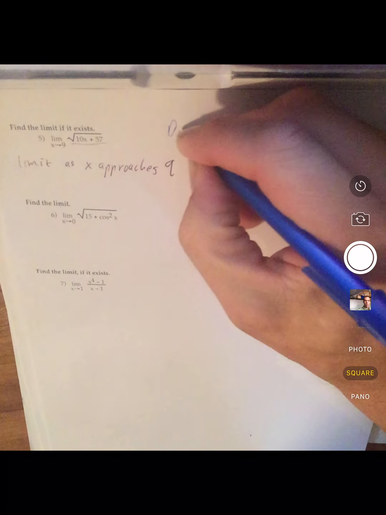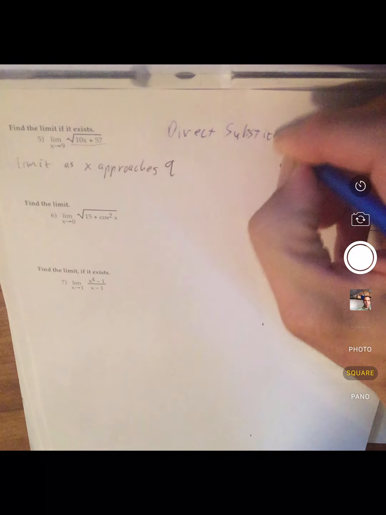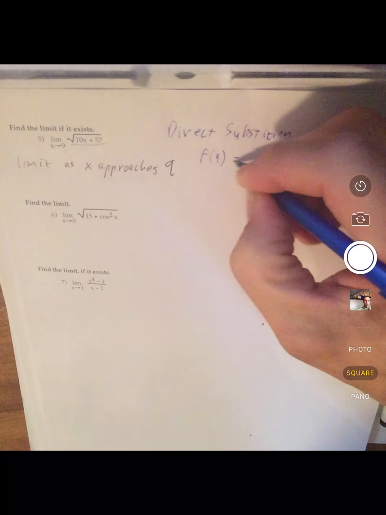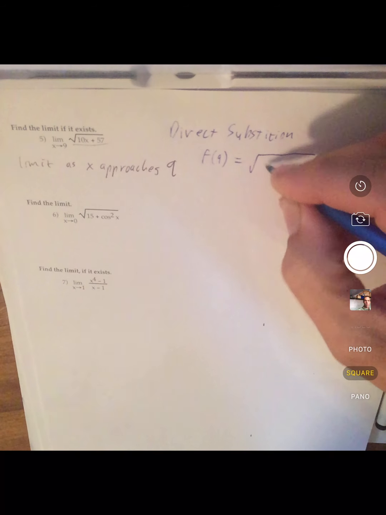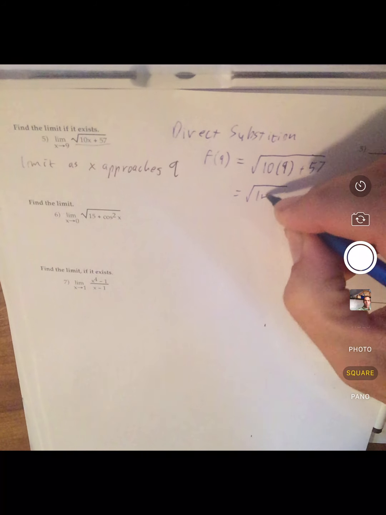Well, one easy way to start doing the exploration to what that limit might be would be direct substitution. I think normally what happens when x is close to 9 would be pretty similar to what happens when x is 9. So we try f of 9 here. We see what happens when x is equal to 9, and our function looks like the square root of 10 times 9 plus 57. And nothing weird happens. Maybe it's a little weird. That comes out to the square root of 147.